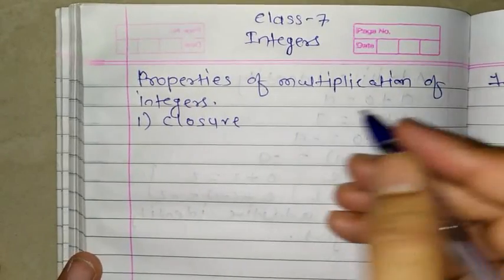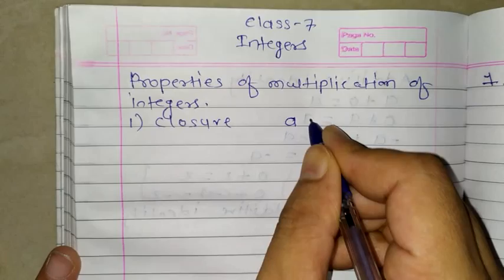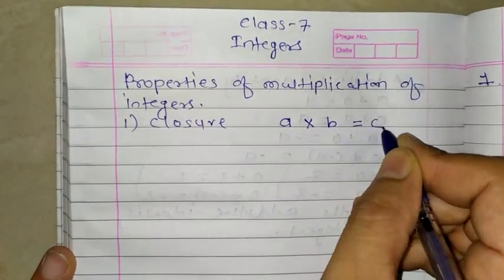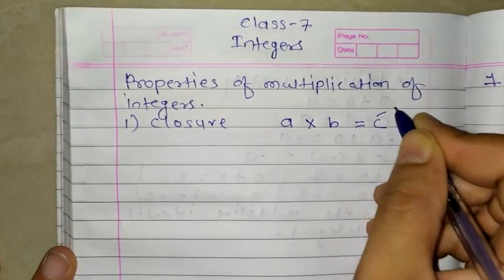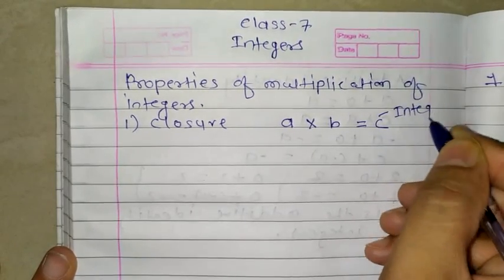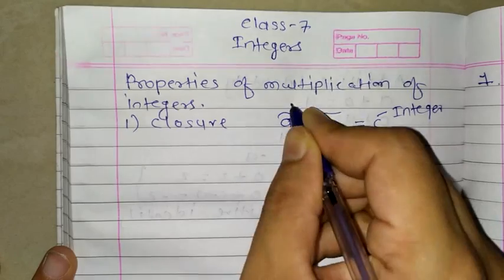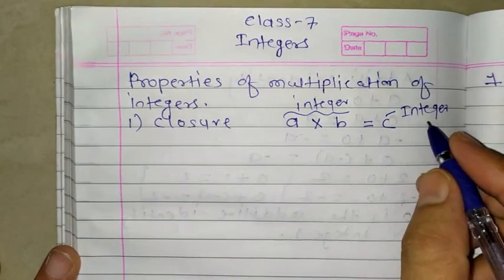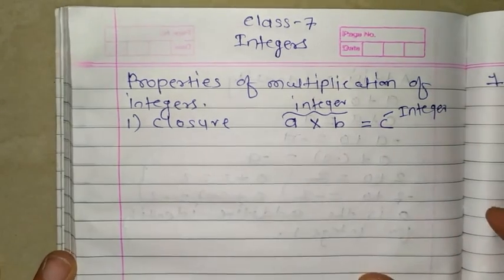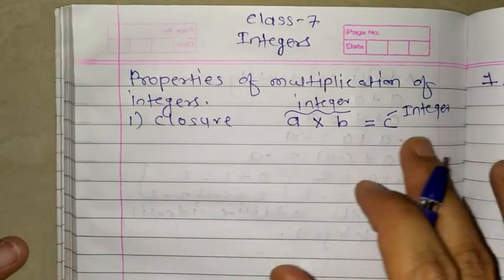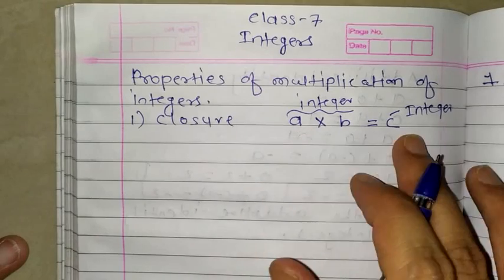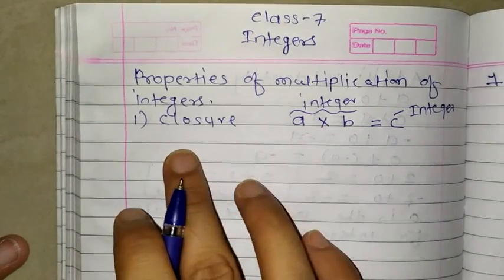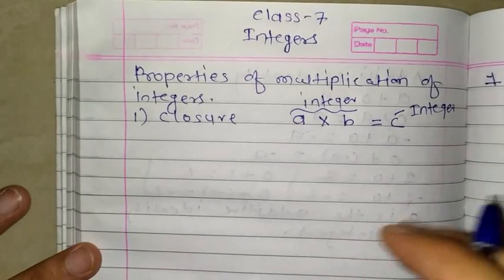In the closure property, suppose two integers A and B are there, if we do their multiplication and in result we get C, that number must be an integer. So if in input we use integers, in output also we should get an integer. We discussed this concept in whole numbers also. Then only it will be satisfied under the closure property.